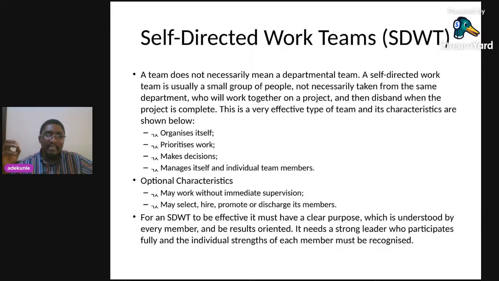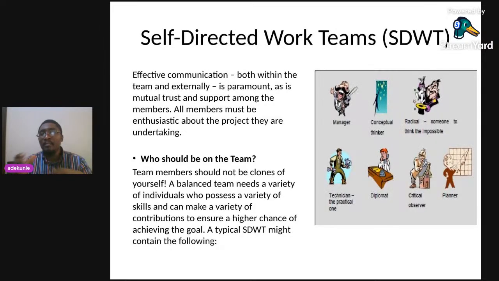So, for a self-directed work team to be effective, it must have a clear purpose which is understood by every member, and be what we call result oriented. It needs a strong leader who participates fully, and the individual strength of each member must be recognized. So this is another way of blending a heterogeneous team together, using a self-directed work team to organize themselves and prioritize work. It also allows members of different work teams to know more about other parts, and overall they can work effectively.